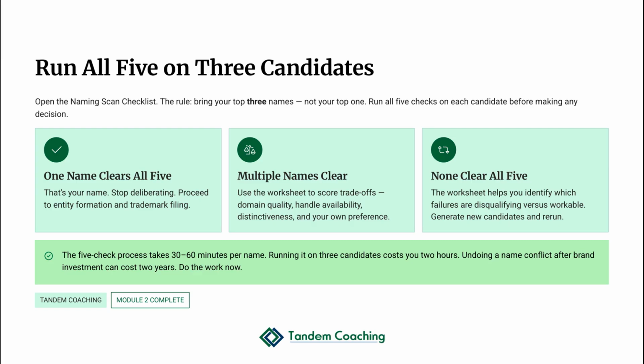Don't spend money on the brand expression, cards, website build, social profiles, swag, before you've run the full checklist. The cheapest moment to discover a problem with a name is before you've spent anything on it. Carry the cleared name into Unit 2.5, where the state of formation decision picks up next.